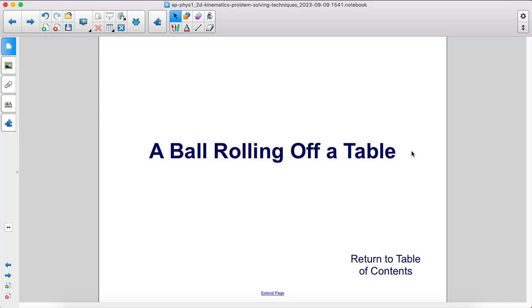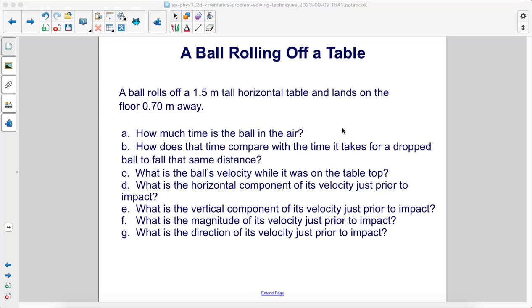A ball rolling off a table. Here's the question. A ball rolls off a 1.5 meter tall horizontal table and lands on the floor 0.7 meters away. How much time is the ball in the air? How does that time compare with the time it takes for a dropped ball to fall that same distance?